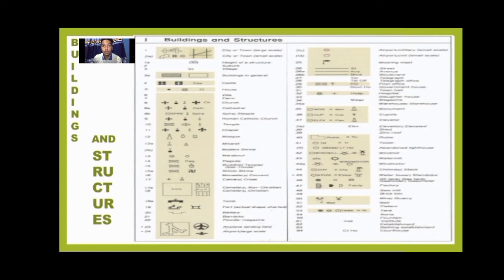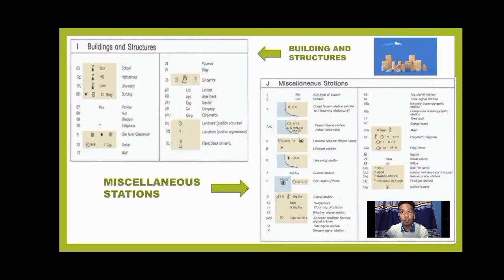A symbol which is a circle with a dot at the center is landmark, position accurate. Then a small circle stands for landmark, position approximate. The next and the last one is the miscellaneous stations. As we can see, there are also so many symbols in here, but we have a guide for this, which is the one we showed to you.